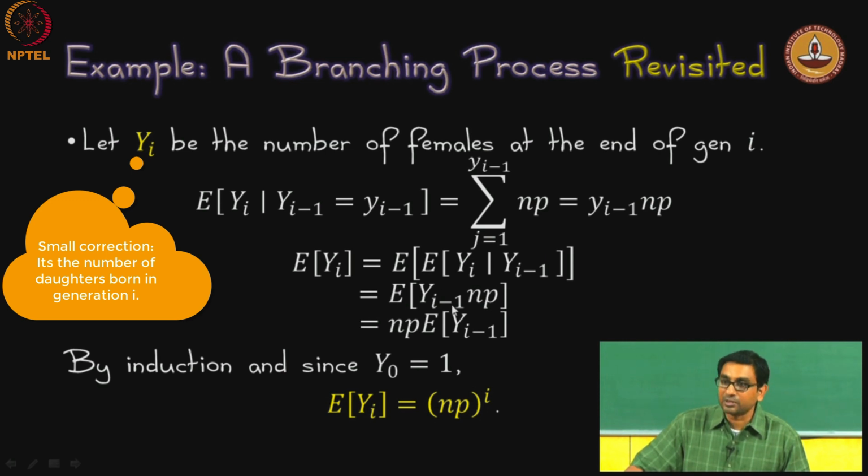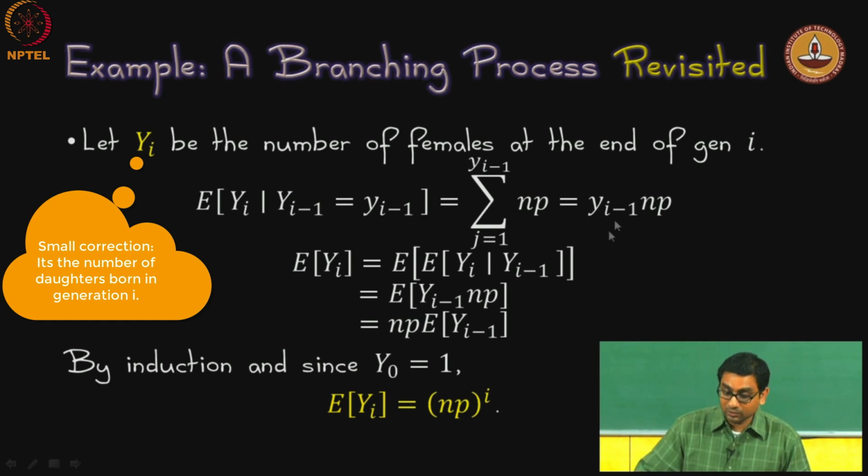I am not making it specific, but now the np can come out, because those are just parameters, numbers. So, they can come out by linearity of expectation: n times p times the expectation of Yi minus 1. What we have done is made one step of an inductive argument. Basically, if we represent the number of females in the previous generation by a random variable Yi minus 1, the expected number of females in the current generation is np times the expectation of Yi minus 1.